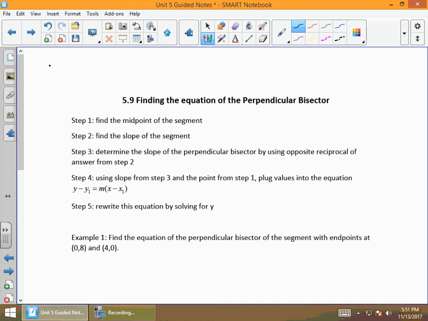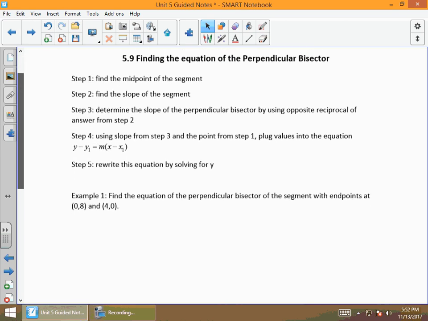Everybody, Mr. Lamb again. This is still unit 5, learning target number 9, finding the equation of a perpendicular bisector. So I have the 5 steps kind of mapped out. Again, a lot like segmenting or partitioning a segment. There are just some rules that if you can follow the rules step by step, it makes life really, really easy on you. So let's take a look at the 5 steps.